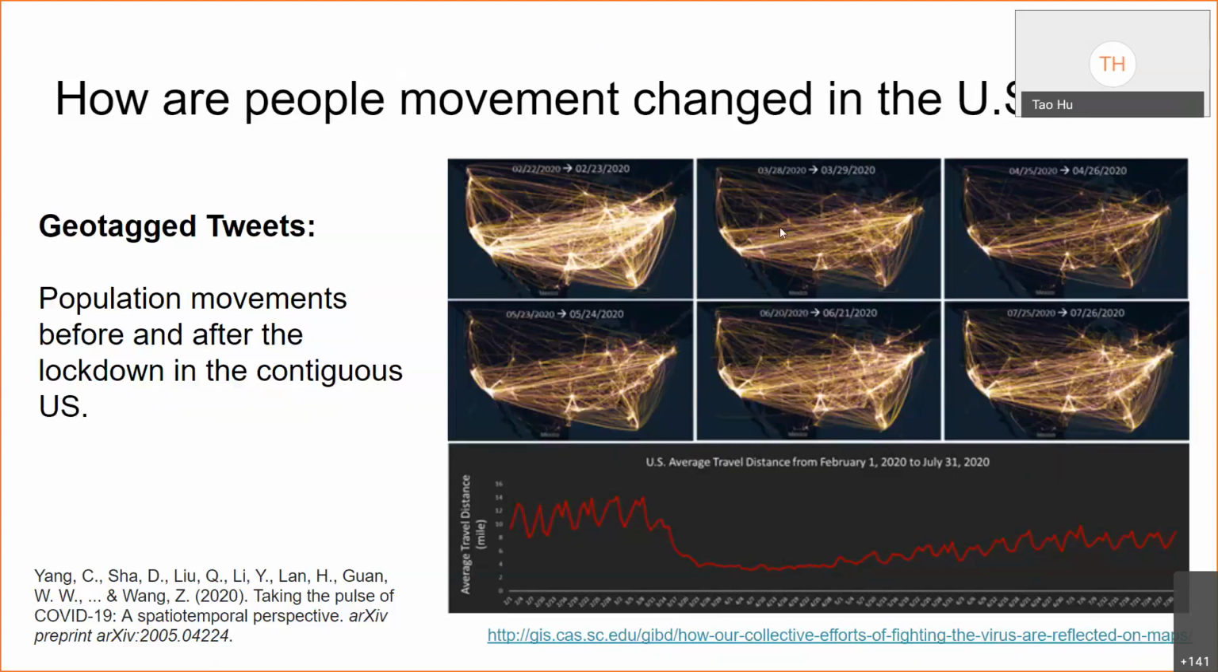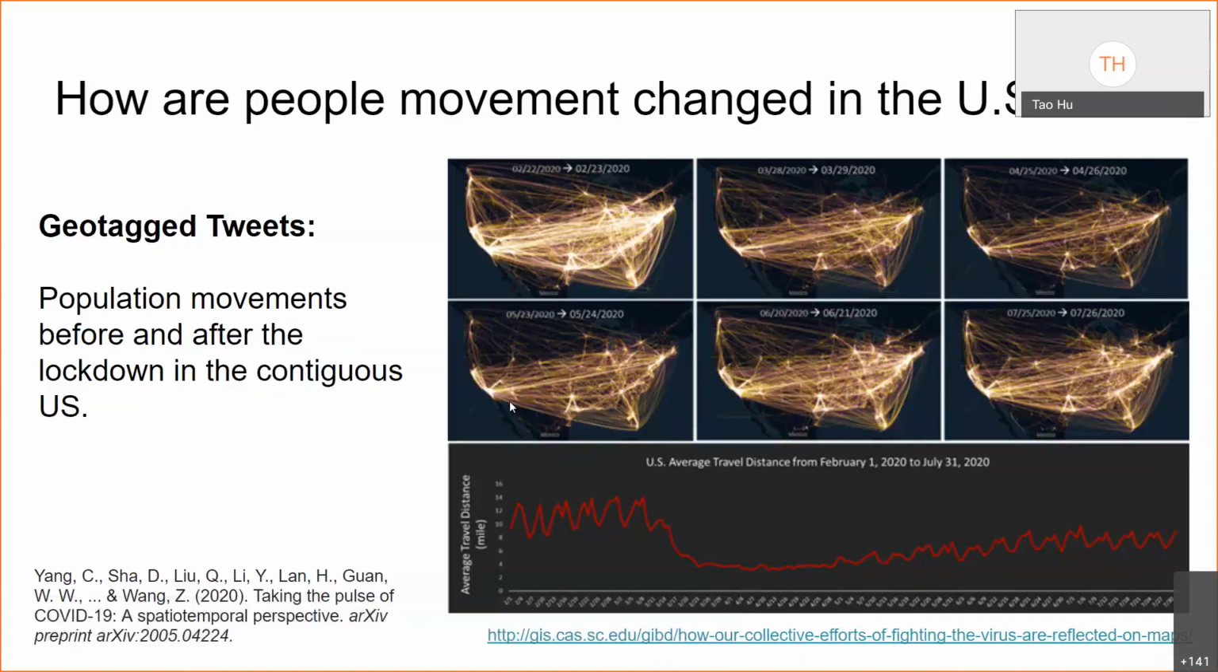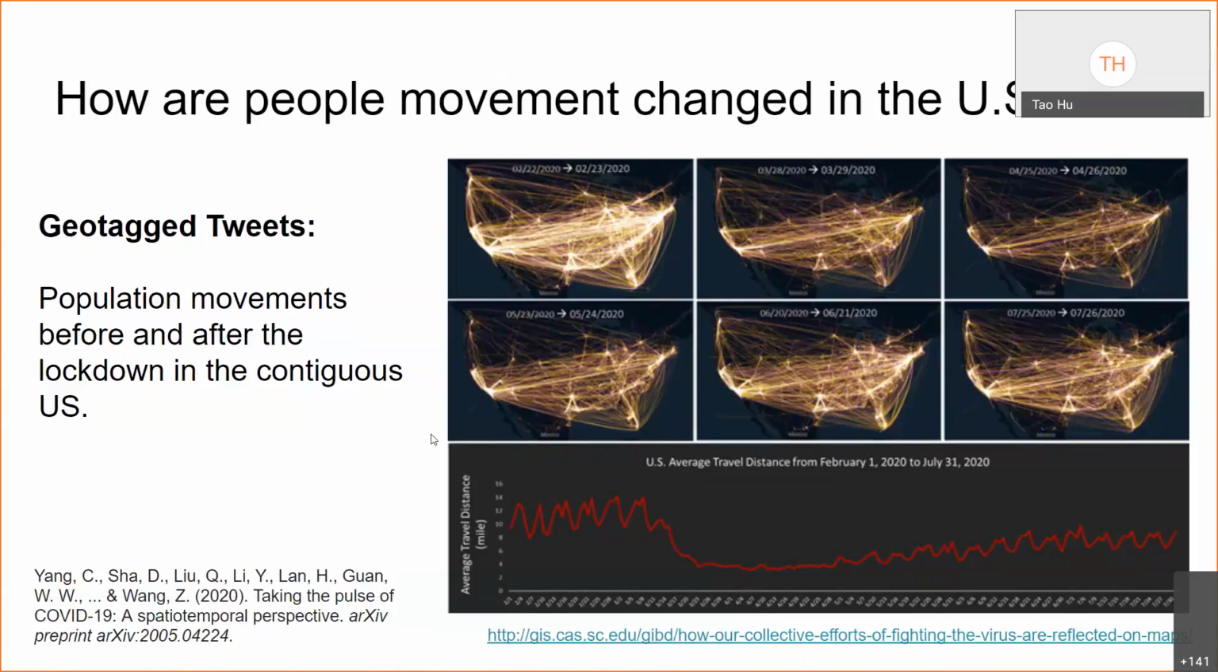You can see that the population movement declined dramatically in March and April, and however it starts to increase in May and June. You can see the curve here going down first and then starting to climb. This movement change should reveal the impact of COVID-19 as well as the mitigation policies on people's travel. This work was done with another collaborator, University of South Carolina.